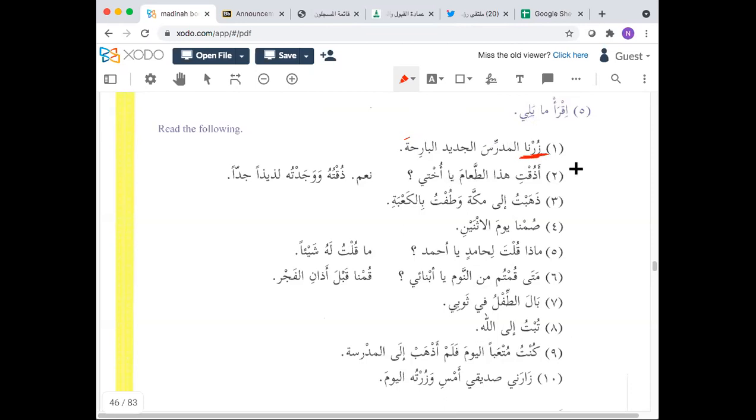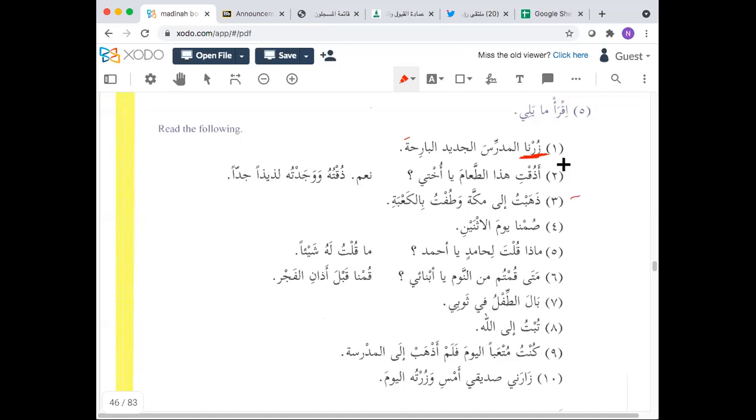أحسنت بارك الله فيك. What does it mean? Have you tasted this food, my sister? And she said, yes, I tasted and I found it very delicious. أحسنت بارك الله فيك. Very nice.